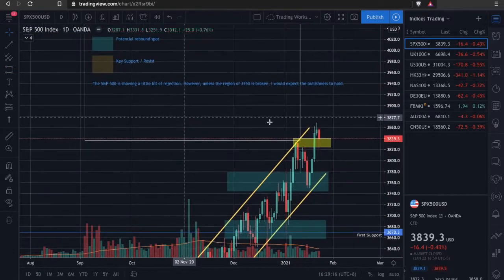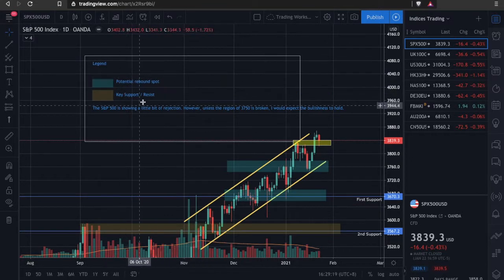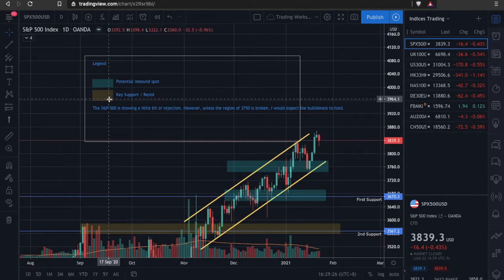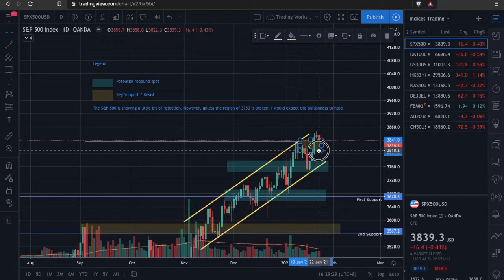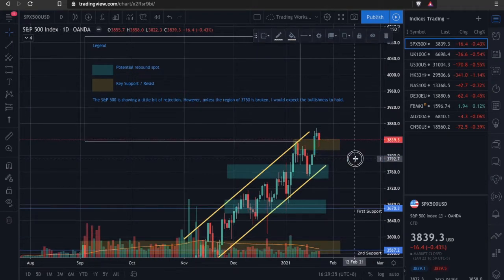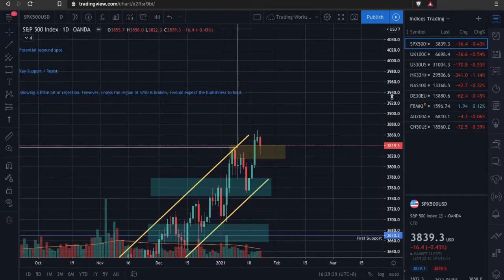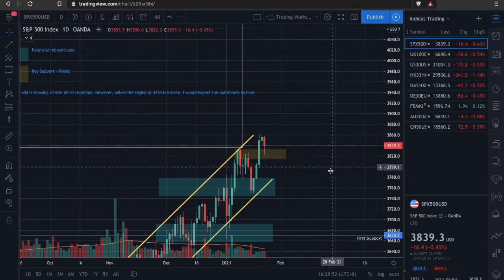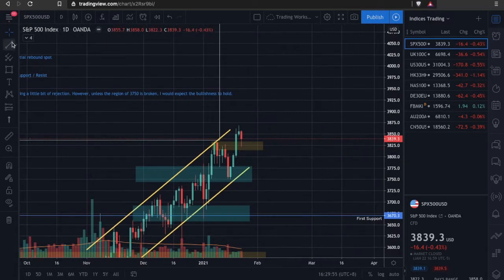I have this legend that says potential rebound spot or key support or resistance. So I'm just going to pull it over here, and these are the key regions that we are really interested in. The 3814 to 3835 region. The 3830, 3835 region.